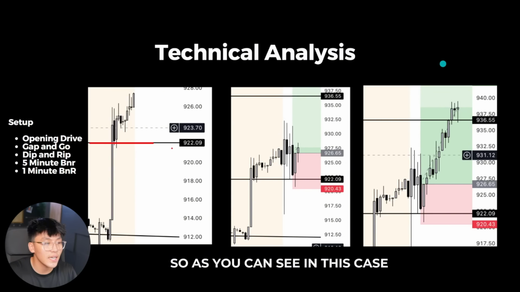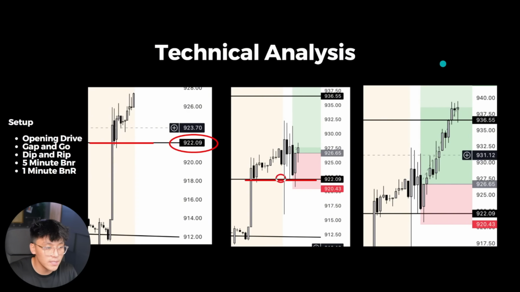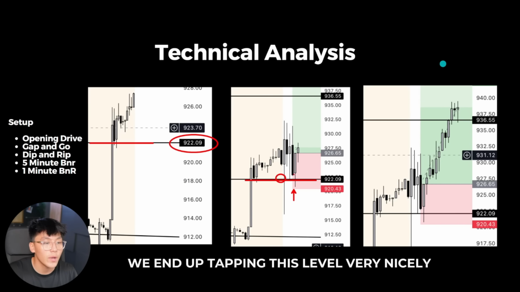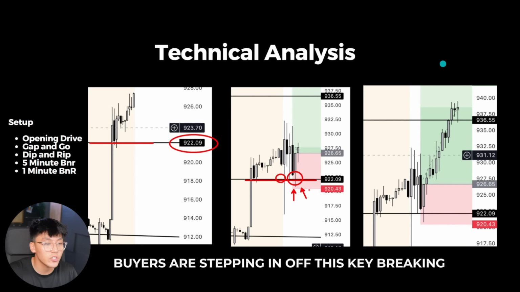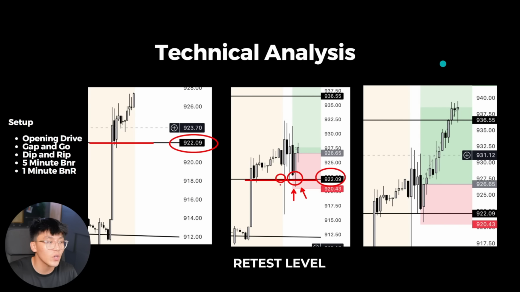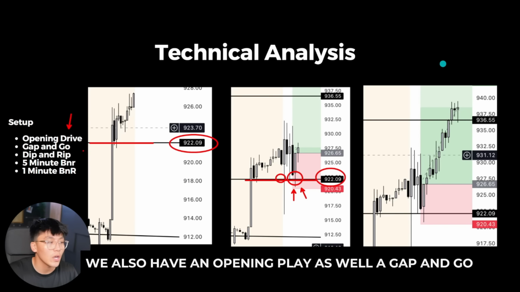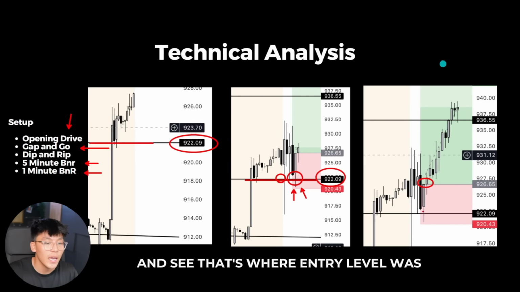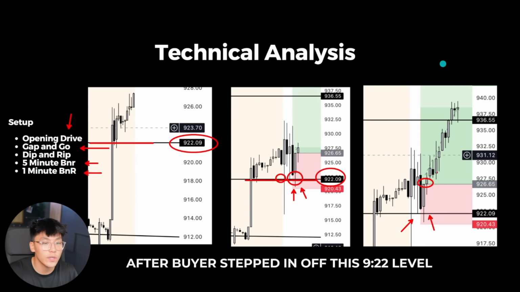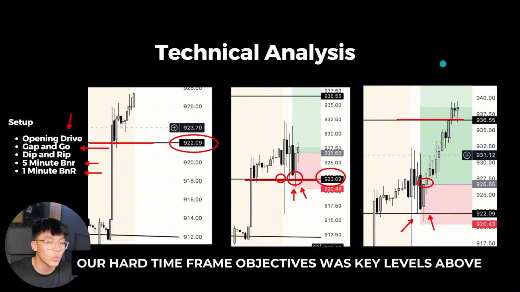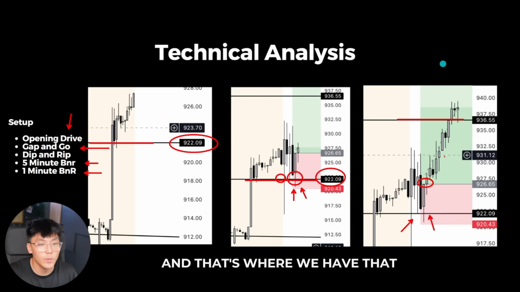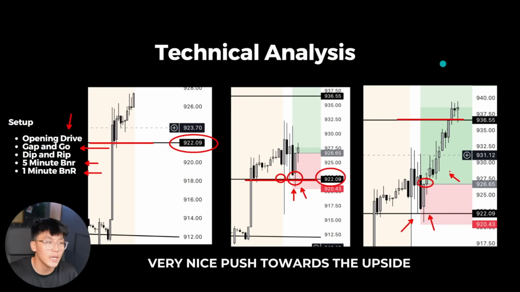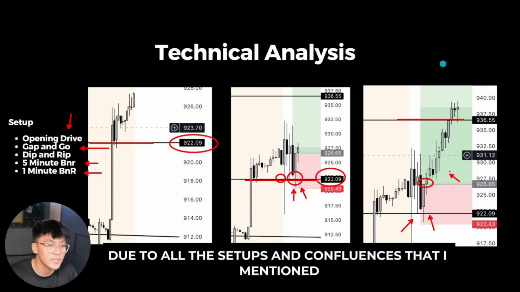So as you can see in this case, our key level was our 922 level. You can see price ended up holding this level coming into market open. We end up tapping this level very nicely. Buyers are stepping in off this key break and retest level. We also have an opening play as well, a gap and go. And you can see we have the 5 and 1-minute break and retest, and you can see that's where our entry level was after buyers stepped in off this 922 level. Our higher time frame objectives was key levels above, and that's where we have that very nice push towards the upside due to all the setups and confluences that I mentioned.